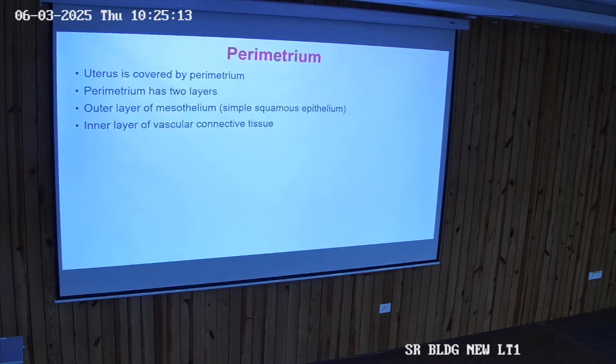So it is covered by the perimetrium, which is divided into two layers. That is the serosa. The outer layer is covered with the mesothelium. Underneath that there is a vascular connective tissue. Basically it is the binding connective tissue that is present from the mesothelium towards the myometrium. So outermost is the simple squamous epithelium, mesothelium.